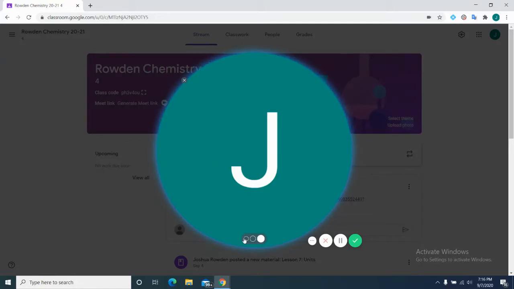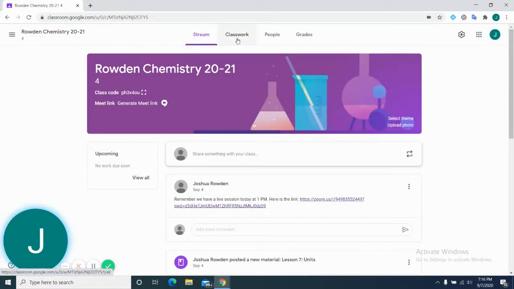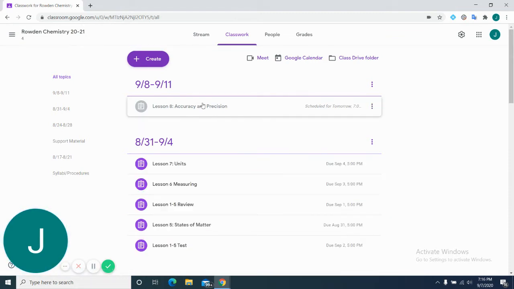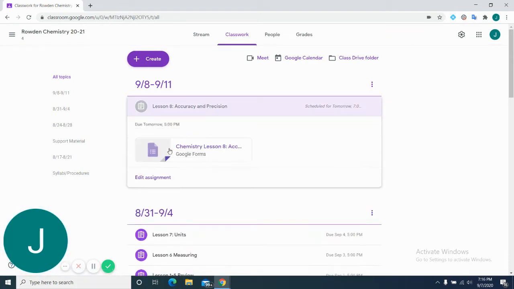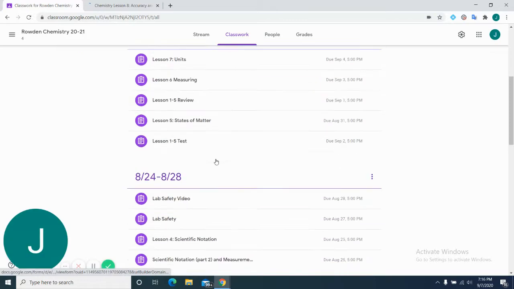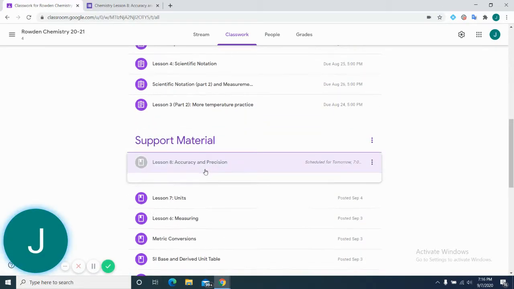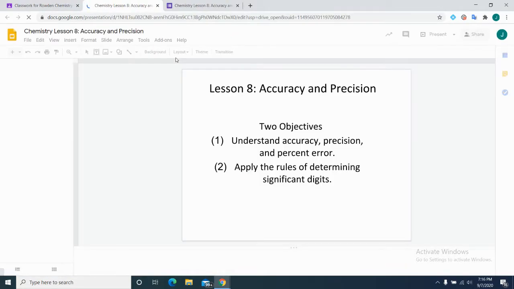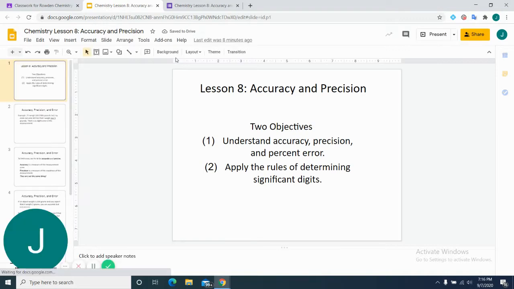All right, hello everybody. We're going to be looking at chemistry. We're going to go to lesson 8, accuracy and precision. Also go to support materials and you will see the PowerPoint for this lesson. All right, so we're basically going to understand accuracy and precision.